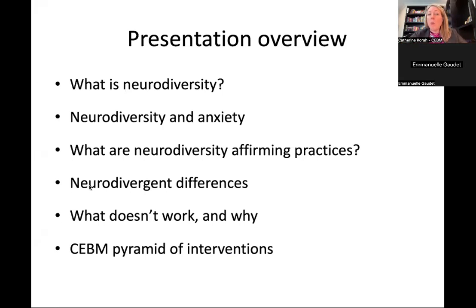Then we're going to look at what are some examples of neurodivergent differences. We're going to look at what doesn't work and why, and then we're going to finish off with the pyramid of intervention. CBM for years now has been promoting the pyramid of intervention and the Nurturing Support Center as a hub and a structure in order to support our students, from universal best practices to targeted practices for some to individualized practices for few. And so I thought, given the presentation, that it would make sense for me to tie it into the pyramid of intervention. So let's begin our journey.